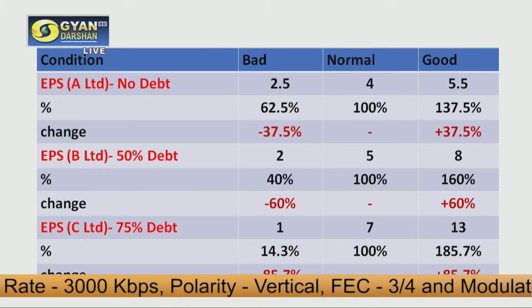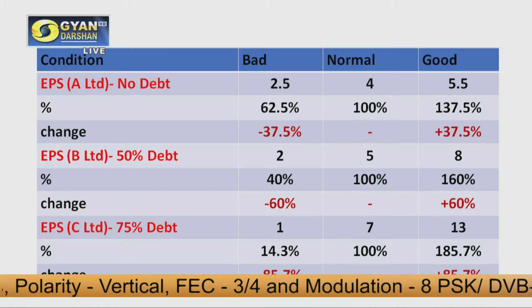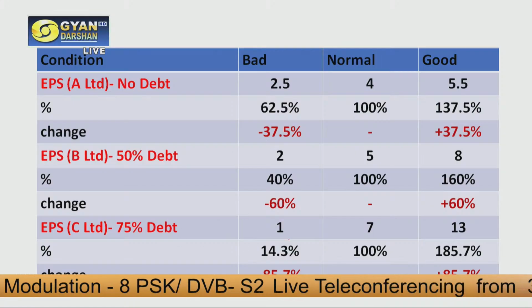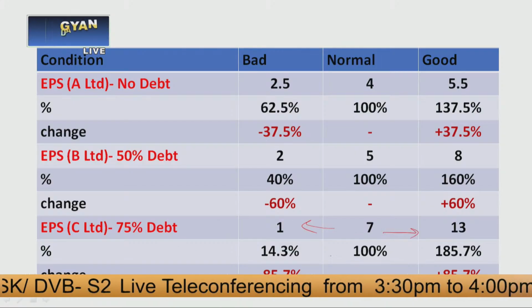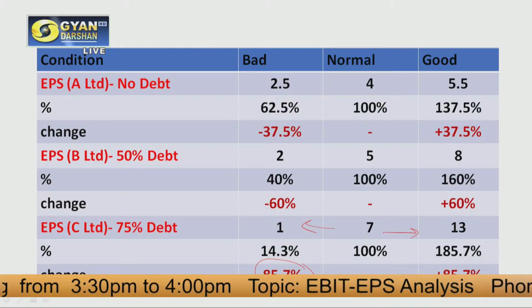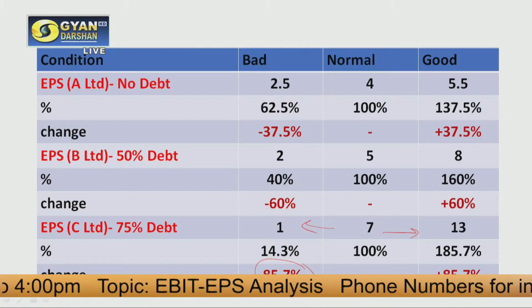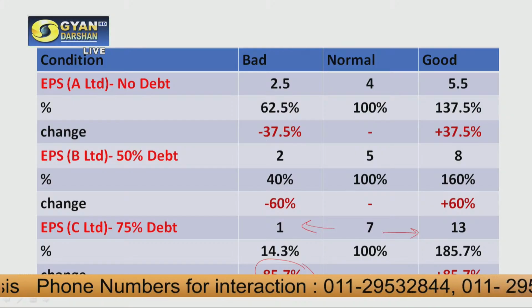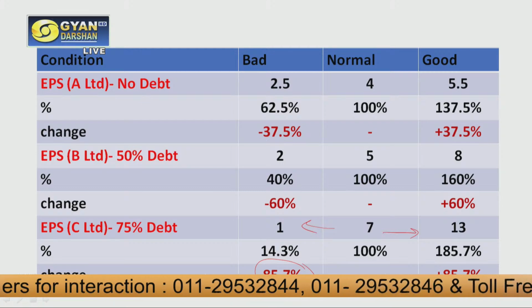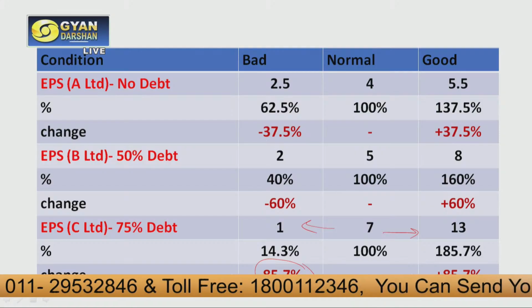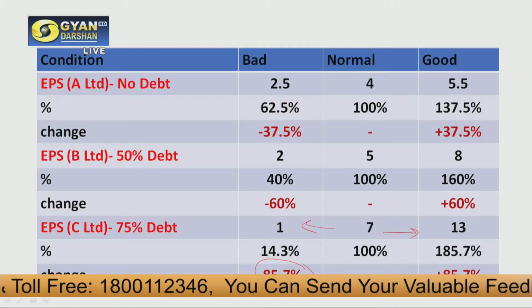So there is a minor change in EBIT, which is impacting EPS by 60% in case B for this company B Limited. In the third case, when our EPS is changing from 7 to 1 or from 7 to 13, there is a fluctuation of 85.7% on either side. Okay, so this is how the financing pattern, the capital structure, is impacting any firm. So we have seen the concept and its application under 3 different scenarios and for 3 different capital structures.